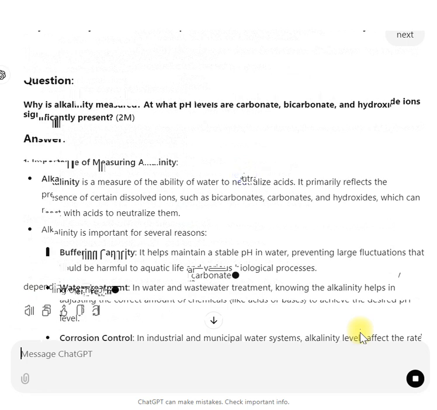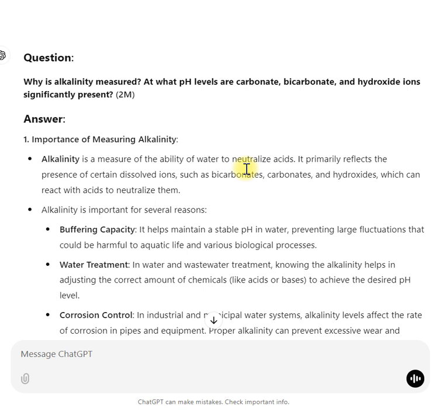Question: why is alkalinity measured? At what pH levels are carbonate, bicarbonate, and hydroxide ions significantly present? Answer. 1. Importance of measuring alkalinity. Alkalinity is a measure of the ability of water to neutralize acids. It primarily reflects the presence of certain dissolved ions, such as bicarbonates, carbonates, and hydroxides, which can react with acids to neutralize them. Alkalinity is important for several reasons.